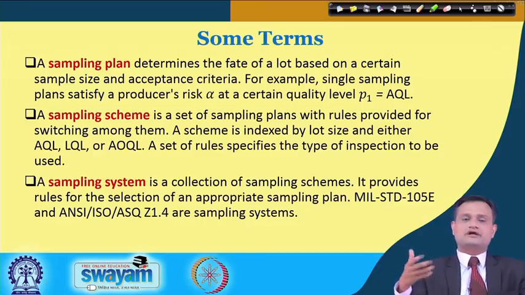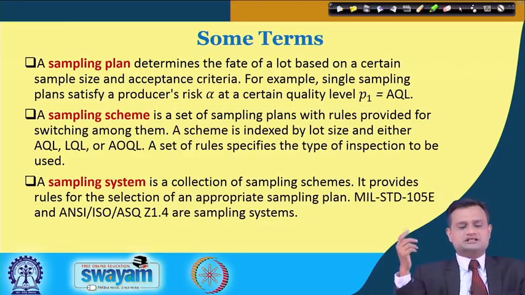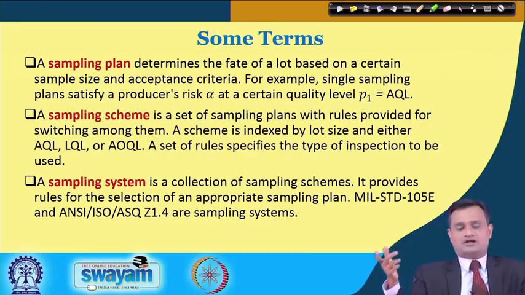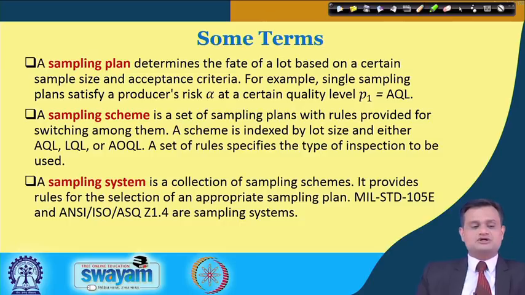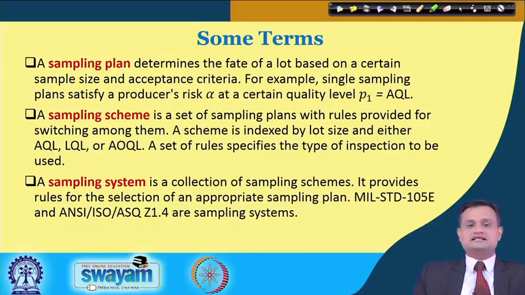Now, before we go ahead, let us have some appreciation of the key terms. First is the sampling plan. Typically it determines the fate of a lot, and I have used another word, if you recall, sentenced. So, it may punish the lot. It determines the fate of a lot based on a certain sample size and acceptance criteria. For example, we have seen in the single sampling plan that satisfies the producer's risk alpha, P1 is equal to AQL. So, this is the producer's stipulated risk; we have seen these examples in detail.